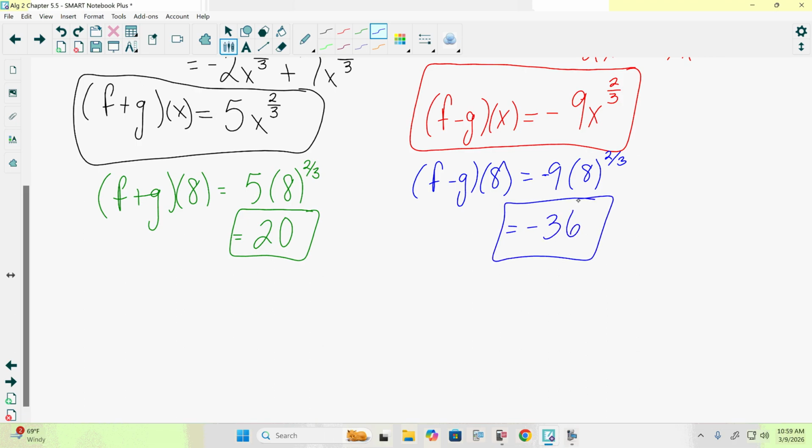So we actually had 4 answers for this, and this is going to be exactly like the homework. So we have f plus g of x is 5x to the 2/3. We evaluated it for 8, it is 20. f minus g of x is negative 9x to the 2/3. And when we evaluated it at 8, we got negative 36. Questions on those here?